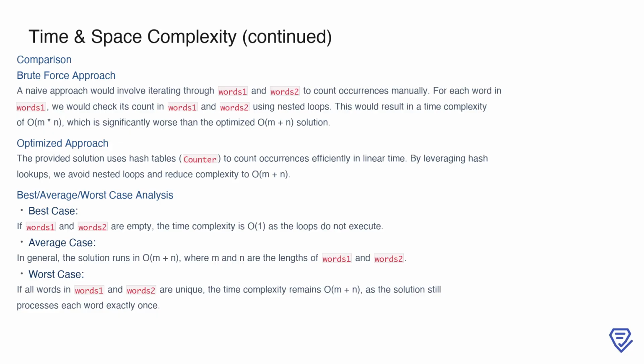Now, let's evaluate the best, average, and worst case scenarios. In the best case, if both words 1 and words 2 are empty, the time complexity is O(1), since there's no data to process. On average, the solution runs in O(m plus n), proportional to the lengths of the input lists. Even in the worst case, where all words in words 1 and words 2 are unique, the solution still processes each word exactly once, maintaining the O(m plus n) time complexity.